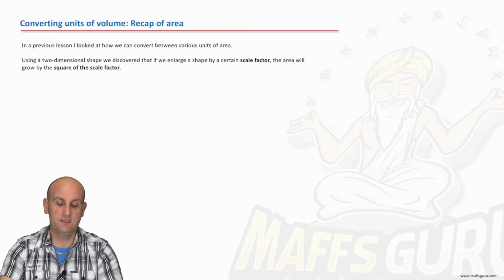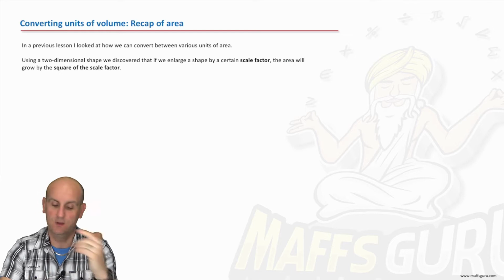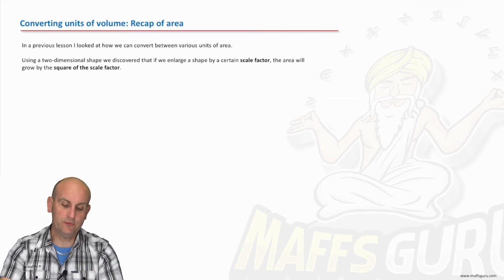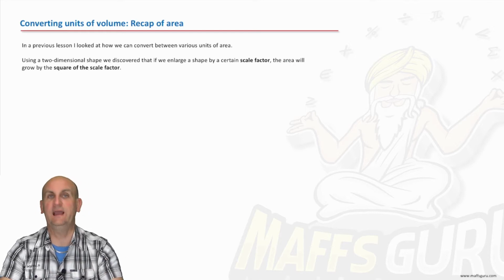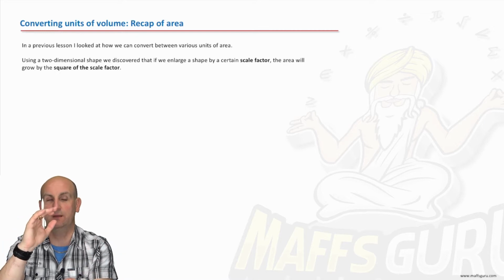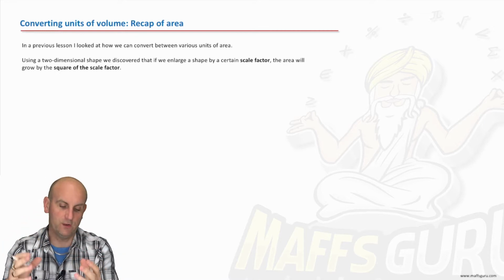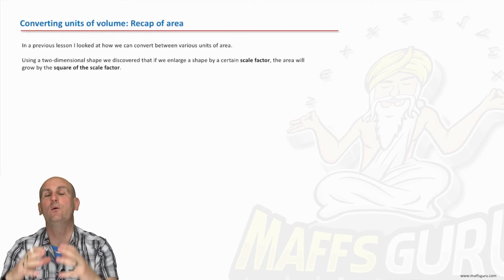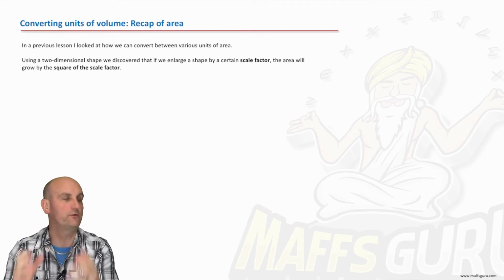Now, obviously, converting units of volume, a recap of area. In a previous lesson, I looked at how we convert between units of area. If you haven't watched the video, go and have a look. Using a two-dimensional shape, we discovered that if we enlarged by a certain scale factor, the area was the square of the scale factor. My God, do I know what I'm talking about?